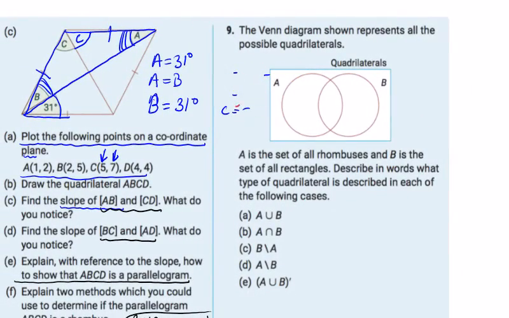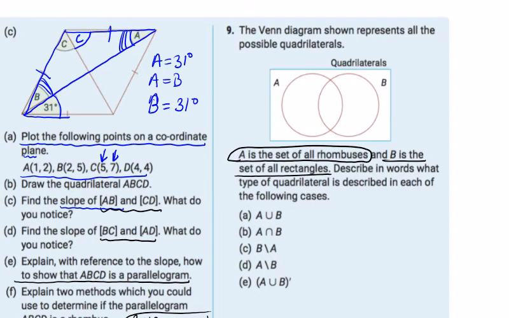Question 9. Bringing in sets, you can see here. So they can mix up these questions. The Venn diagram shown represents all possible quadrilaterals. A is the set of all rhombuses. So we just need to know what a rhombus is. B is the set of all rectangles. And describe in words the type of quadrilateral that is described in each of the following cases.